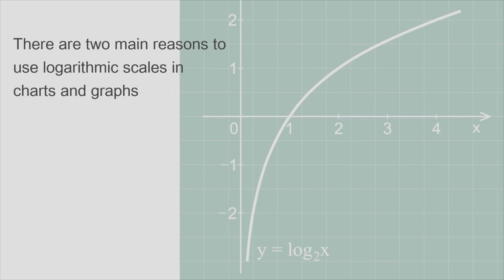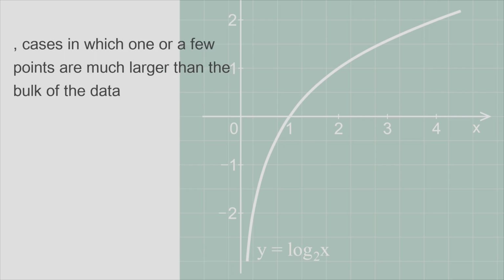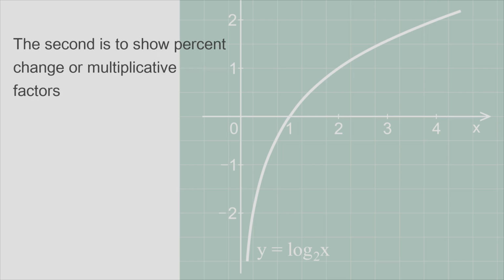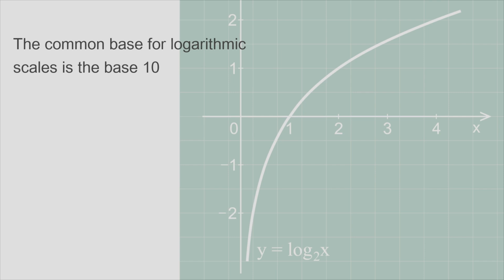There are two main reasons to use logarithmic scales in charts and graphs. The first is to respond to skewness towards large values, i.e., cases in which one or a few points are much larger than the bulk of the data. The second is to show percent change or multiplicative factors. The equation 10 raised to power 2 is equal to 100 can be rewritten as log 100 is equal to 2 for base 10, and pronounced log to the base 10 of 100 is 2. The common base for logarithmic scales is the base 10.